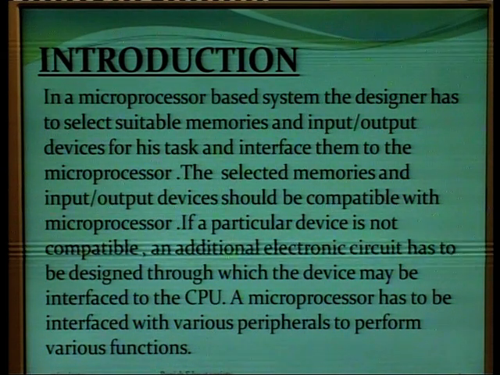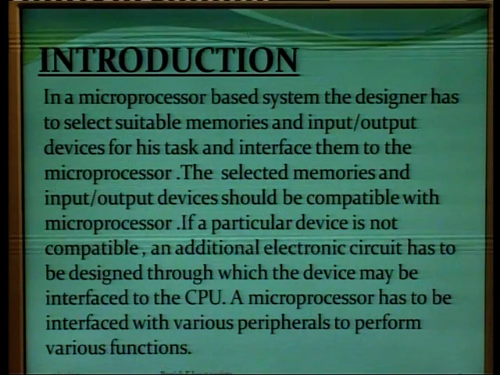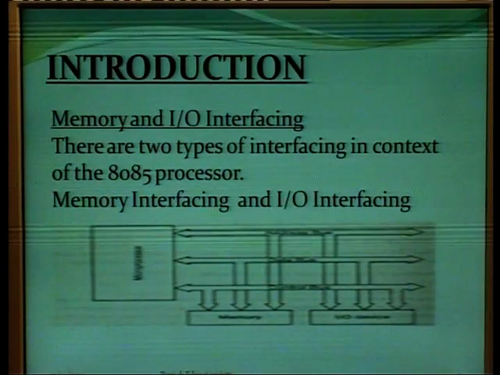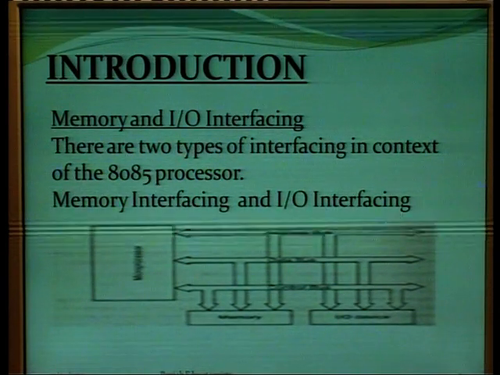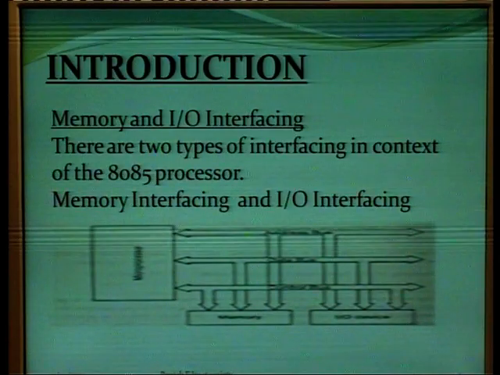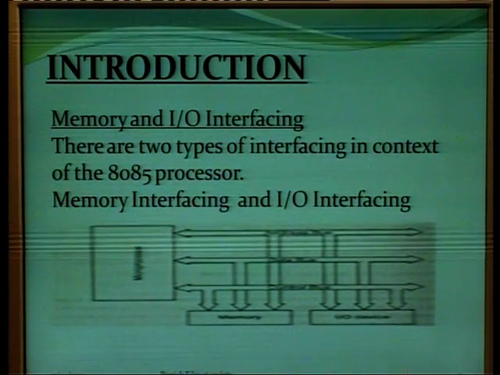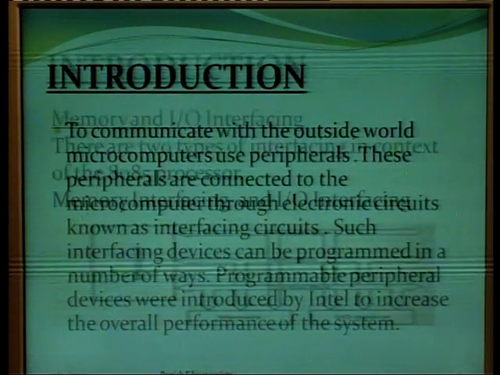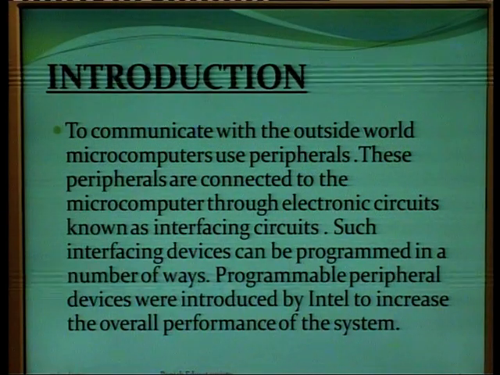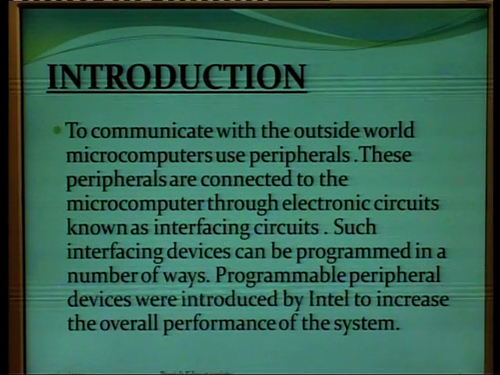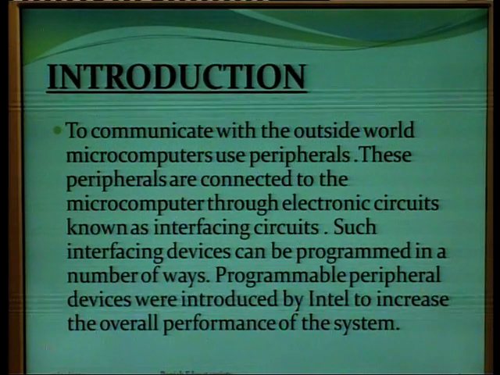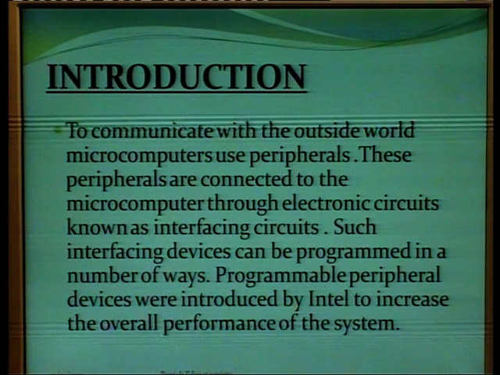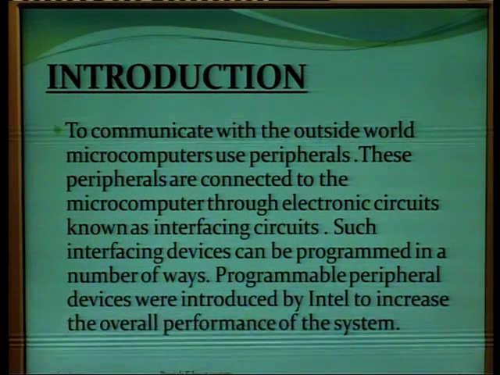So, a microprocessor has to be interfaced with various peripherals to perform various functions. For example, there is interfacing of memory and input output devices. There are two types of interfacing in context of the 8085 processor, that is memory, and second one is the input output interfacing. To communicate with the outside world, microcomputers use peripherals. These peripherals are connected to the microcomputer through electronic circuits known as interfacing circuits.